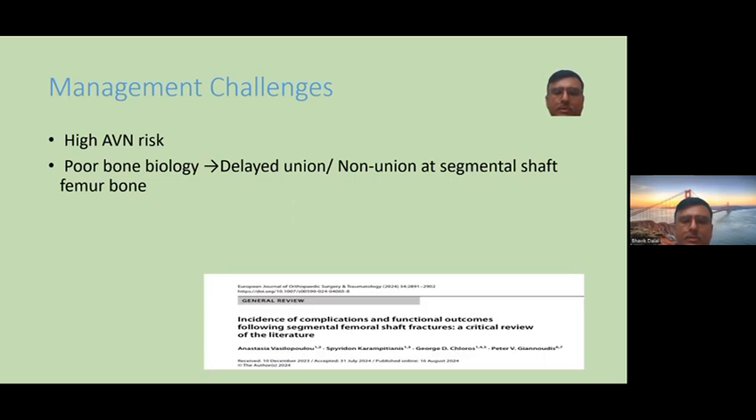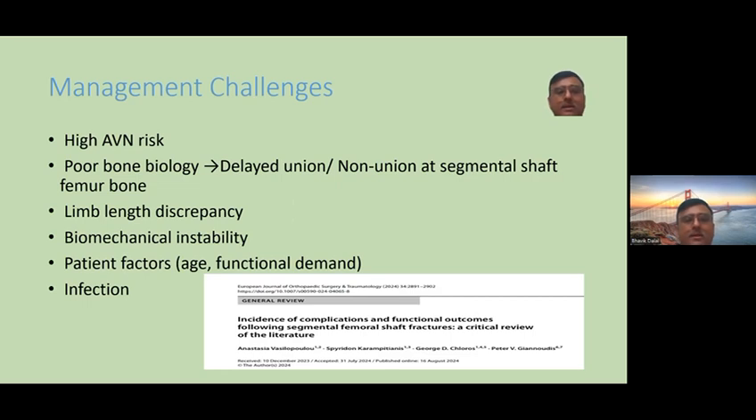There is a very good paper in the European Journal of Orthopedics, where they studied the incidence of complications and functional outcome in the literature in December 23, and they found that such kinds of injuries have limb length discrepancy and biomechanical instability, and they are sometimes associated with young age, so there is a high functional demand in such cases. Also, there are signs of infection in such cases.